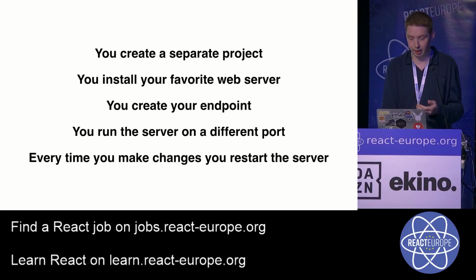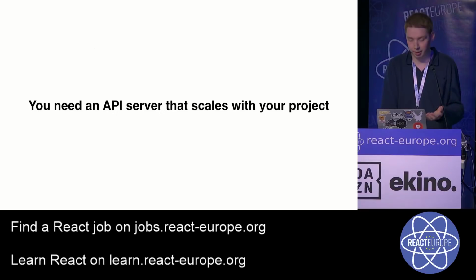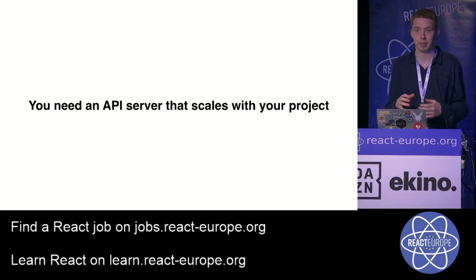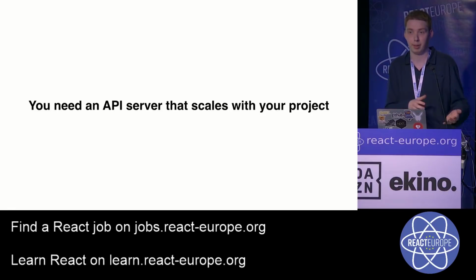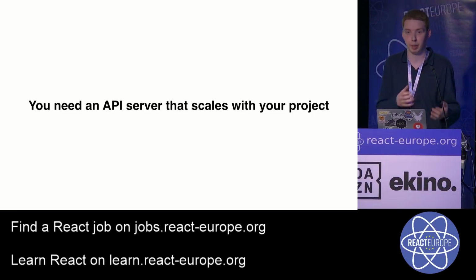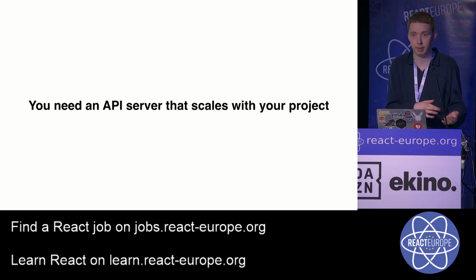So you need an API server that scales with your project, basically. And running multiple servers. Say you built this separate server. You would end up building multiple separate servers because you're using microservices, for example. And you end up running maybe 50 servers on 50 different ports. And you have to manage the ports of those and all these other things. So it doesn't scale to more than a few endpoints, right?